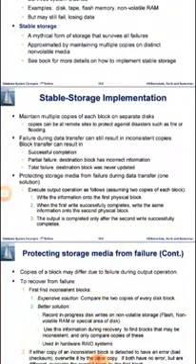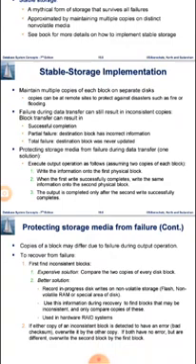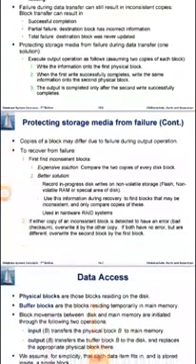Next one is stable storage implementation. Stable storage means what? It maintains multiple copies of each block on separate disks. If a failure occurs, the result may be inconsistent copies, which leads to successful completion, partial failure, or total failure. Successful means the transaction completed fully. Partial means the destination block has incorrect information. Total failure means the destination block was never updated. Okay.